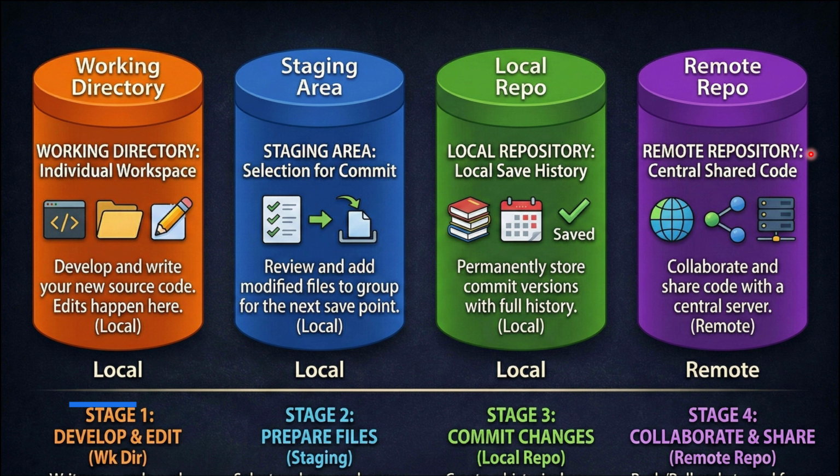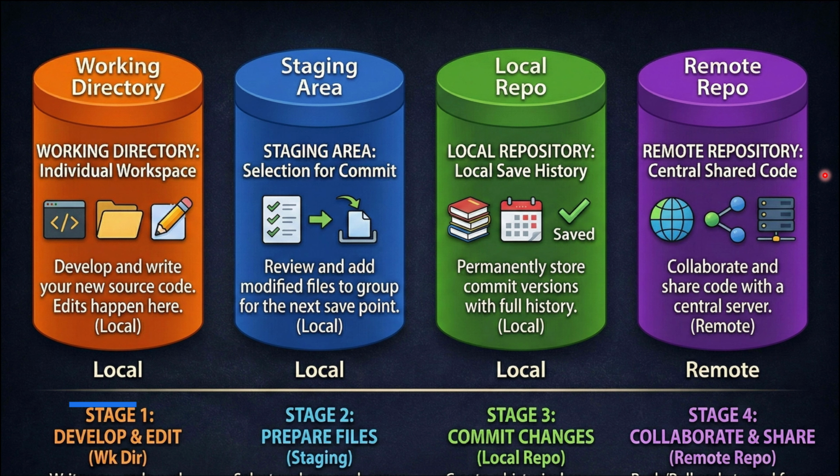Now, why is the staging area powerful? Because it gives you control. It prevents accidental commits. It allows a clean version history. It helps write meaningful commits. This is why Git is better than the older version control systems.